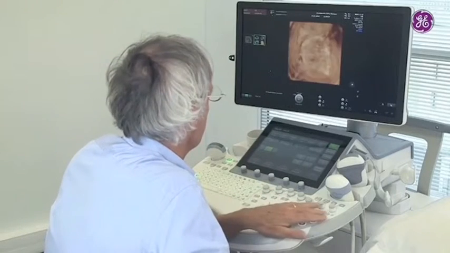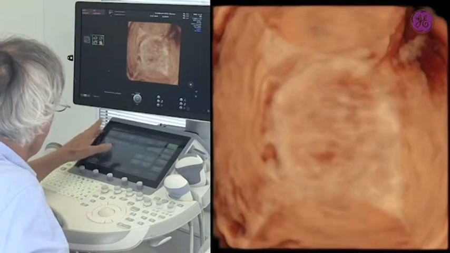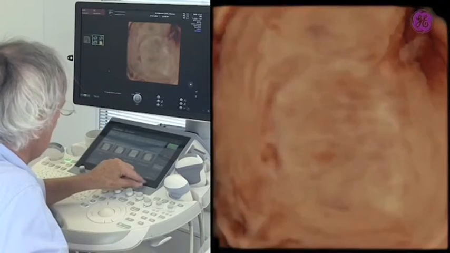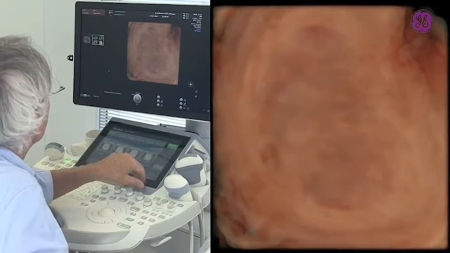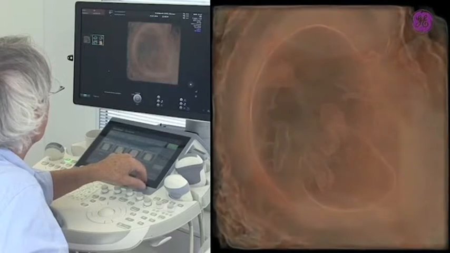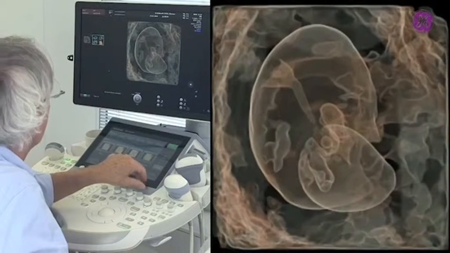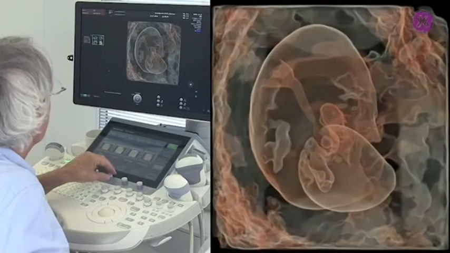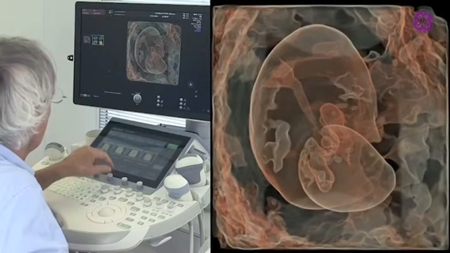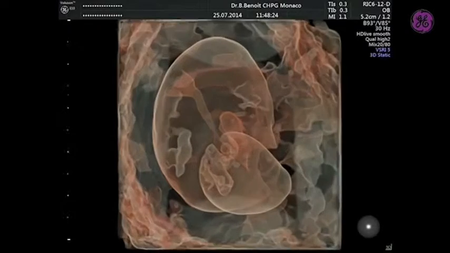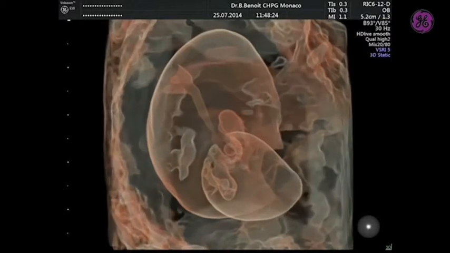And now we'll move to first trimester scan, early stage at 8 weeks of pregnancy. This was with HD Live. And you can see here I am turning a knob, and this is a silhouette. With a silhouette, you can see with transparency the outline of all the interface.